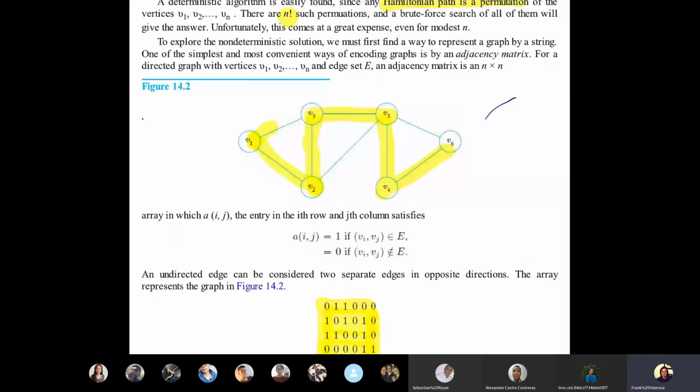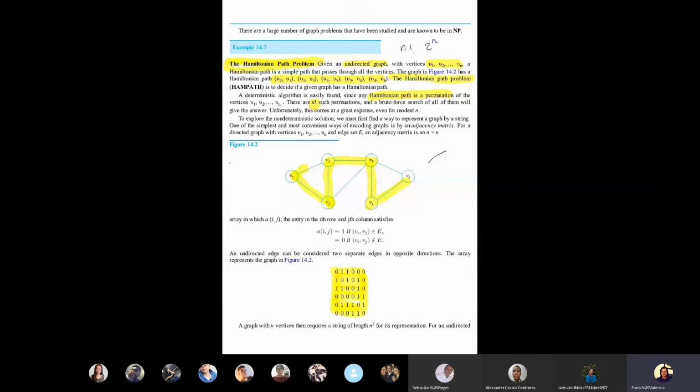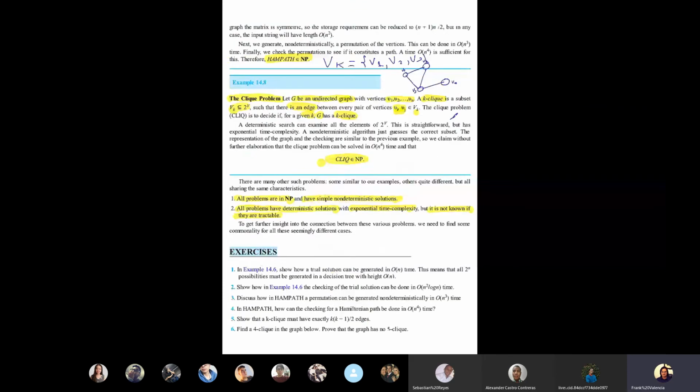So Hamiltonian path is easily proven to be NP. This is a little bit more complicated. We're gonna see that later.